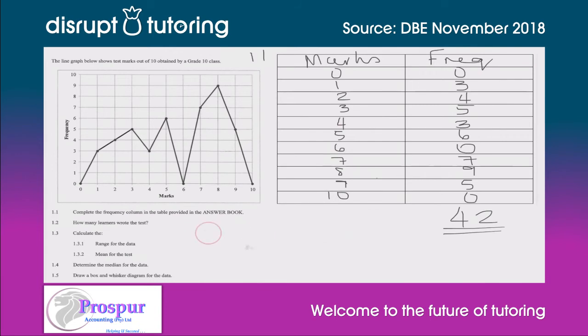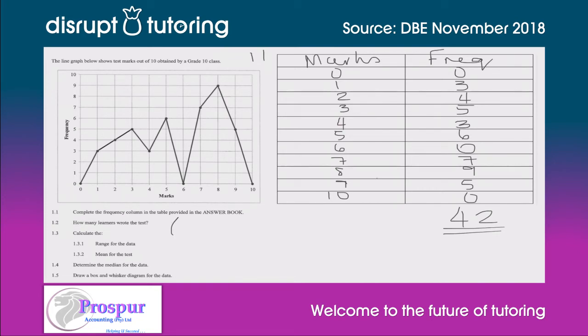And then finally, we've got to calculate the mean. Okay, so I'm going to give myself some space. How do we do the mean? So the mean is the average. Another word for mean is average. And basically, we need to take all of the marks and we need to multiply it by all of the frequencies. And we need to sum those up. And then we need to divide it by the total number of learners that wrote. Okay, so it would look something like this.